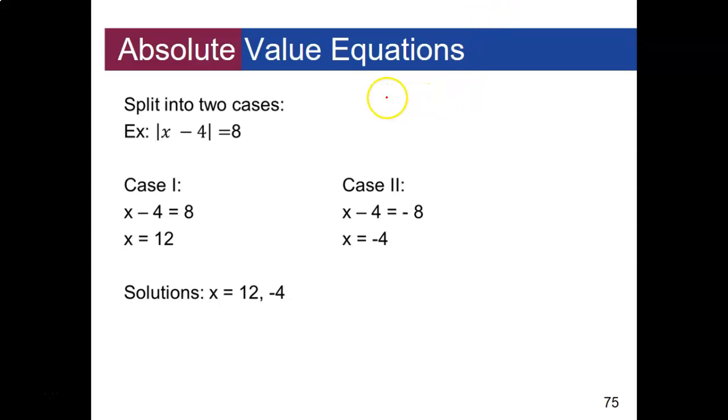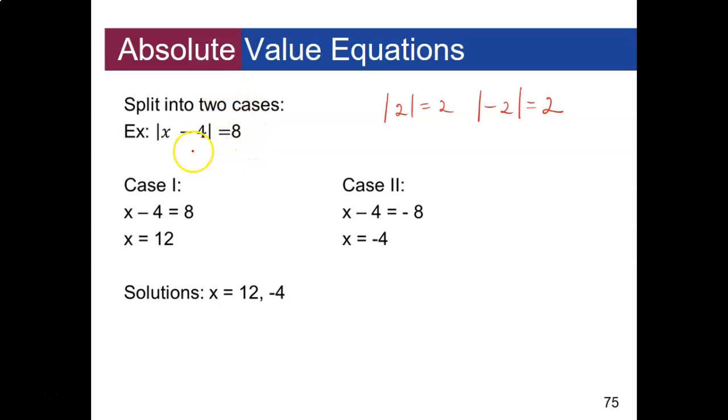Because if we took the absolute value of 2, we get 2, but also if we take the absolute value of negative 2, we get 2. So we have basically this two-case scenario here. So there's two different values in here that are going to give us 8 out here.